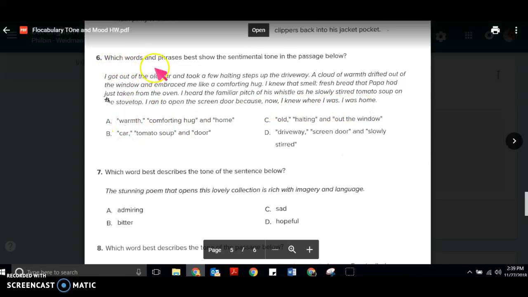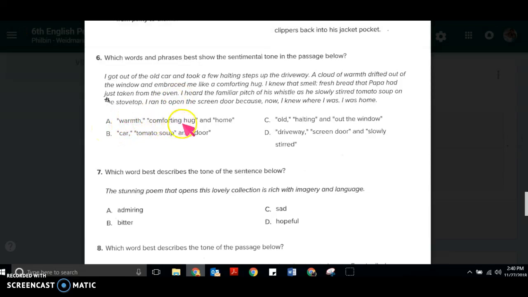Now, which words and phrases in what I just read show the sentimental tone in the passage below? Is it A, warmth, comforting hug, home? B, car, tomato soup, and door? C, old, halting, and out the window? Or D, driveway, screen door, and slowly stirred?